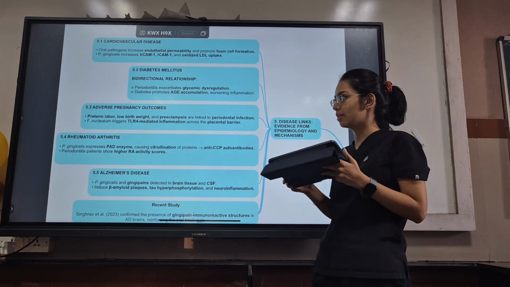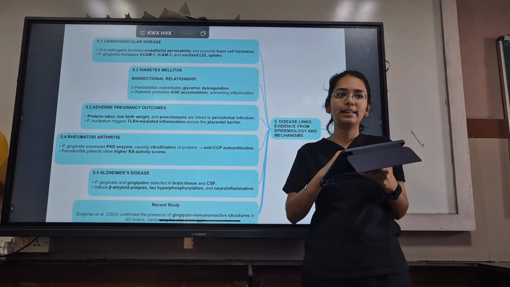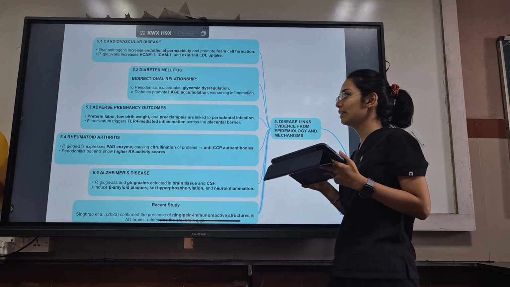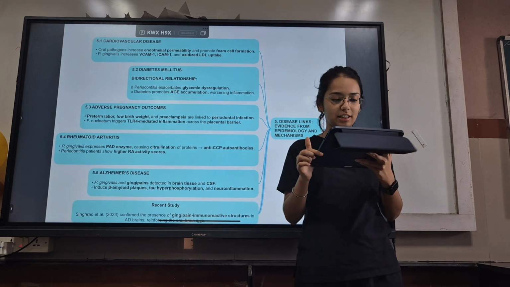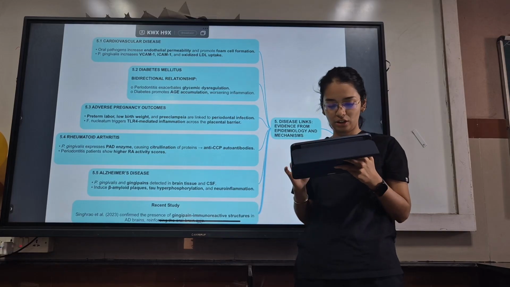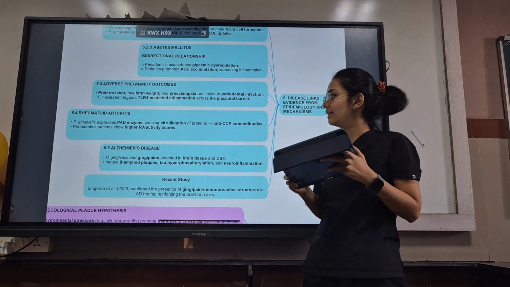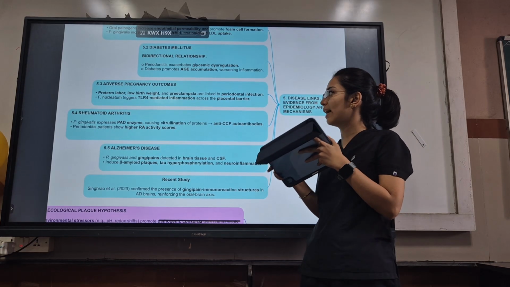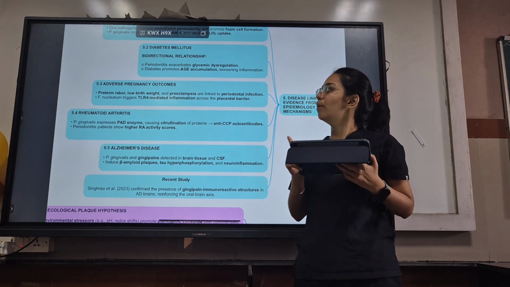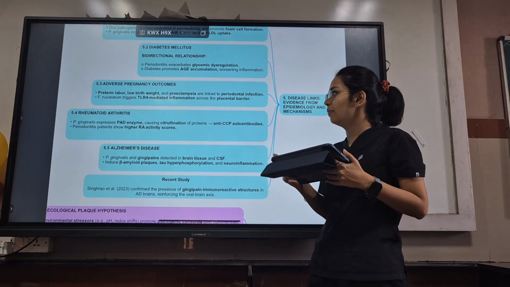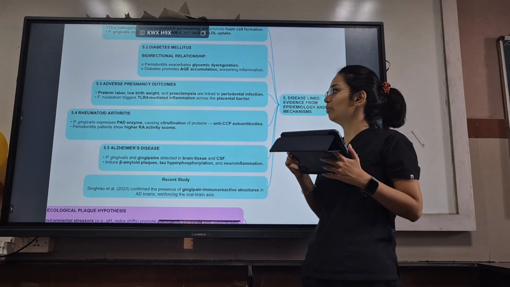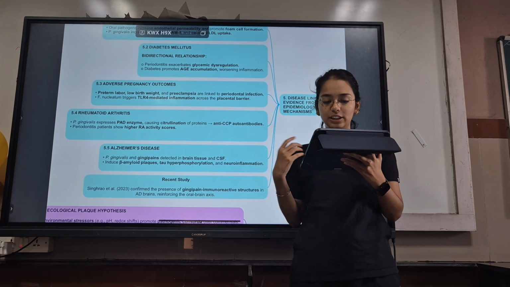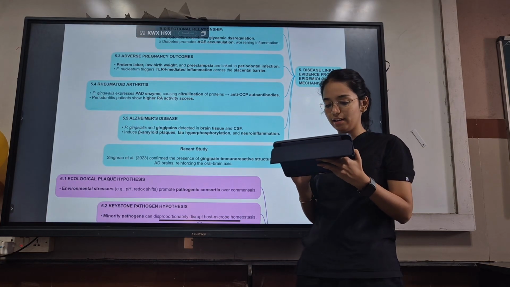Secondly, we have diabetes mellitus. It has a bidirectional relationship, where periodontitis directly exacerbates glycemic dysregulation itself. Plus, diabetes also promotes AGE accumulation, which worsens the inflammation. Third, we have adverse pregnancy outcomes, where periodontal infection is said to have a link with preterm labor, low birth weight and preeclampsia. Fusobacterium nucleatum also triggers TLR4-mediated inflammation, which is said to happen across the placental barrier.